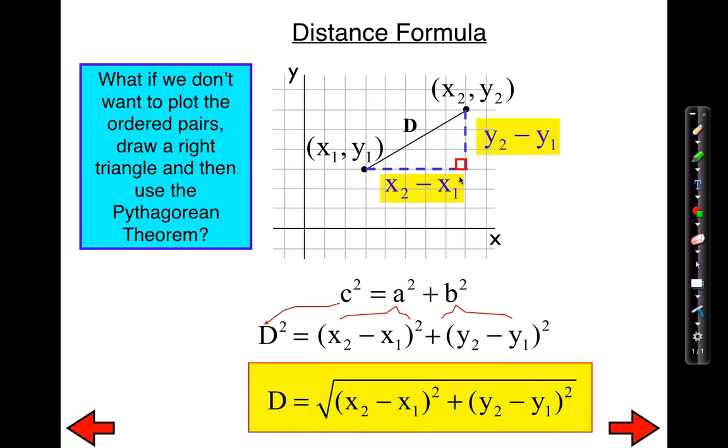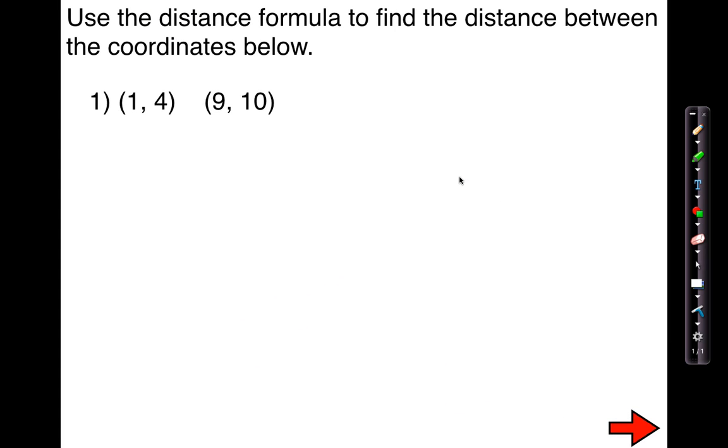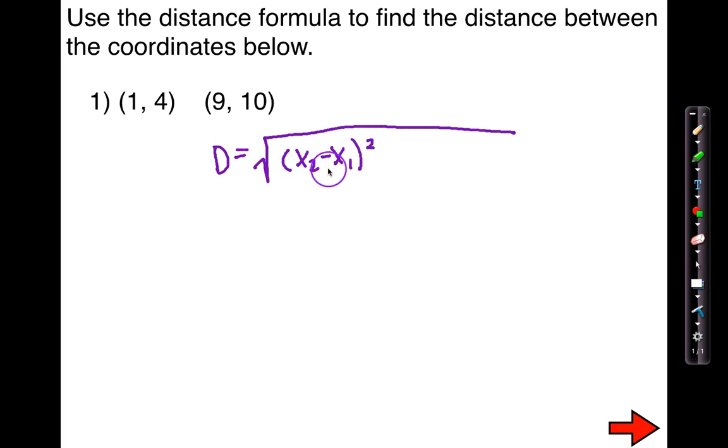Okay, so let's go ahead and practice using the distance formula. In our first example, it says use a distance formula to find the distance between the coordinates below. First, you've got to practice writing that distance formula. It's going to be d equals the square root of the change in x's, so x sub 2 minus x sub 1 squared. That's basically representing the a, plus the b, which is going to be y sub 2 minus y sub 1 squared. So here's my a squared, here's my b squared.